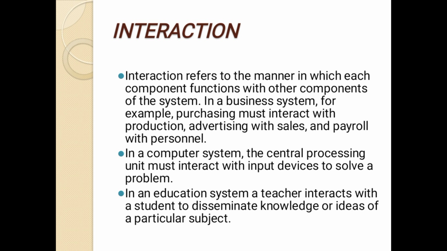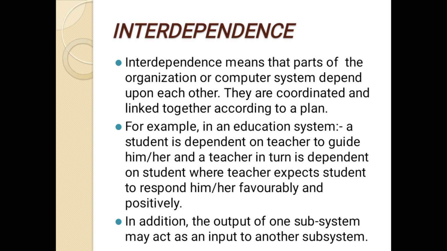In an education system, a teacher interacts with a student to disseminate knowledge or ideas of a particular subject. Next topic is interdependence. Interdependence means the parts of the organization or computer system depend upon each other. They are coordinated and linked together according to a plan. For example, in an education system, a student is dependent on teachers to guide him or her favorably and positively.